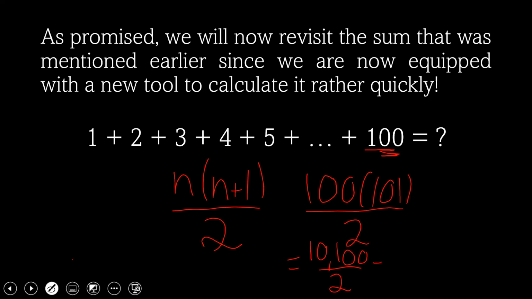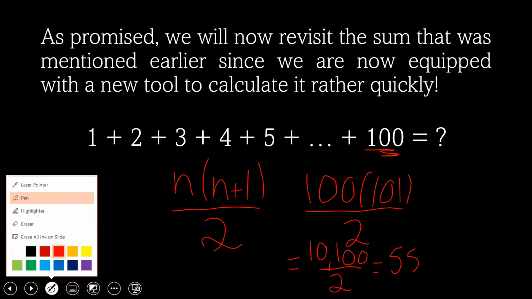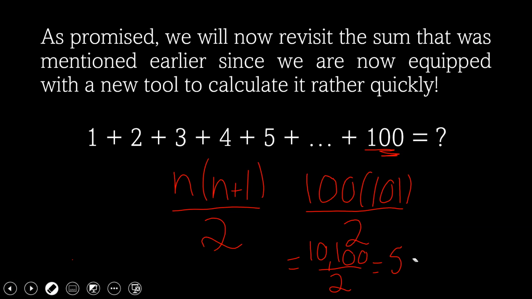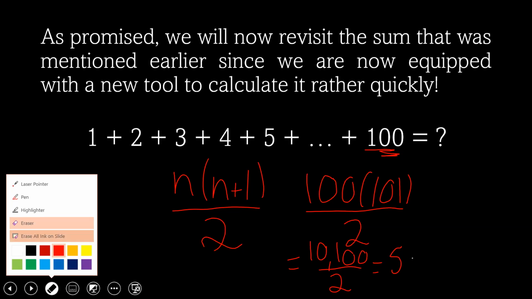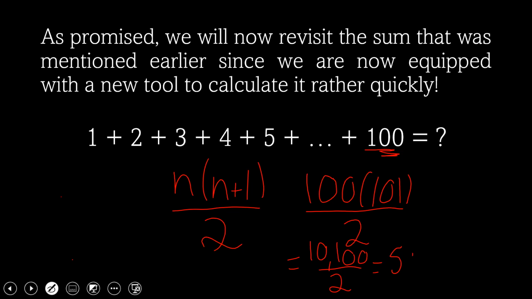Divided by 2 equals 5,000. Oh, 5,050, sorry. Oh no, there we go, 5,050.